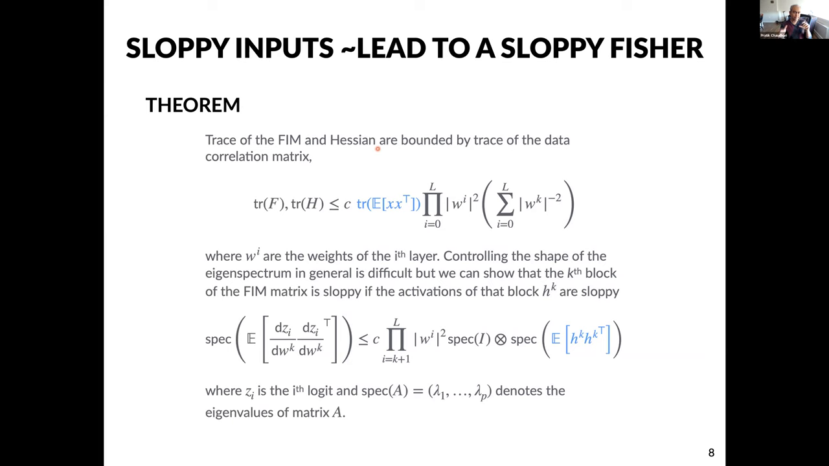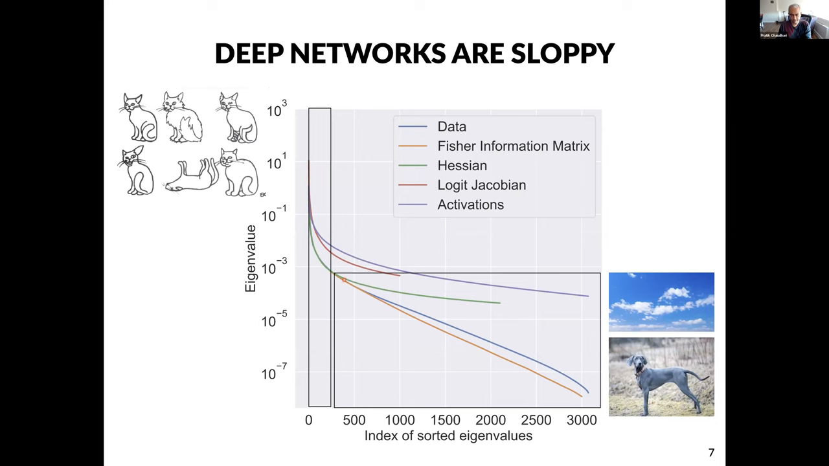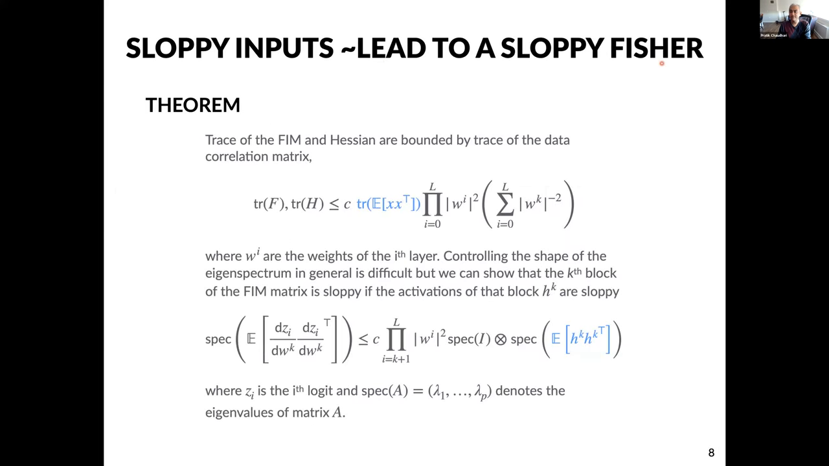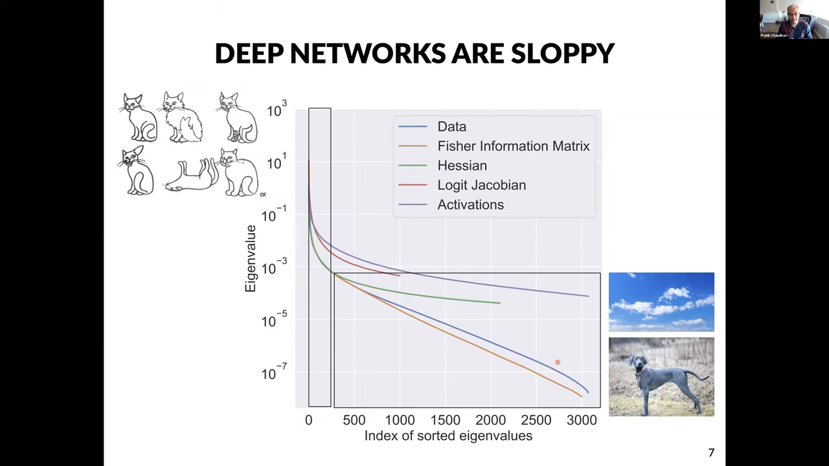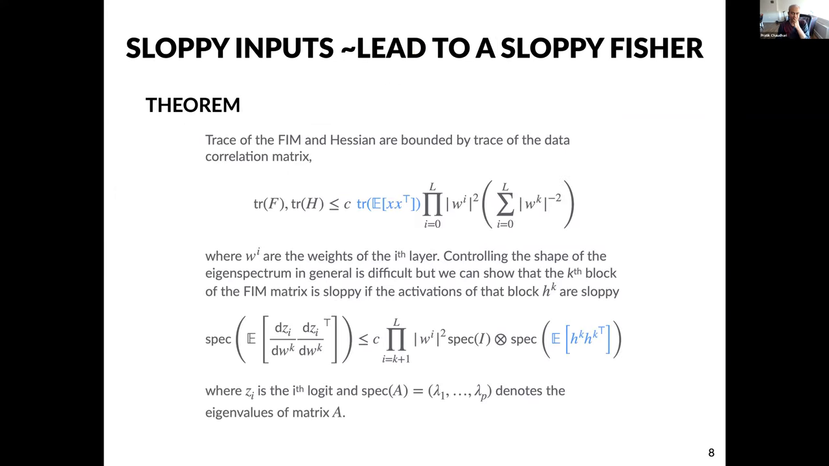So here is something that we can show. We cannot quite show that deep networks are sloppy directly, but here is what we can show. If the input spectrum is sloppy, if it is large in the beginning and then slopes down very quickly at the end, then I would like to show that the Fisher information metric or the Hessian are also sloppy. They also have large eigenvalues and then eigenvalues that are distributed uniformly on a log scale. Now, I cannot prove the title of this slide precisely, and that is why I put a little tilde here. I can prove it in bits and parts. So let us look at the first calculation.